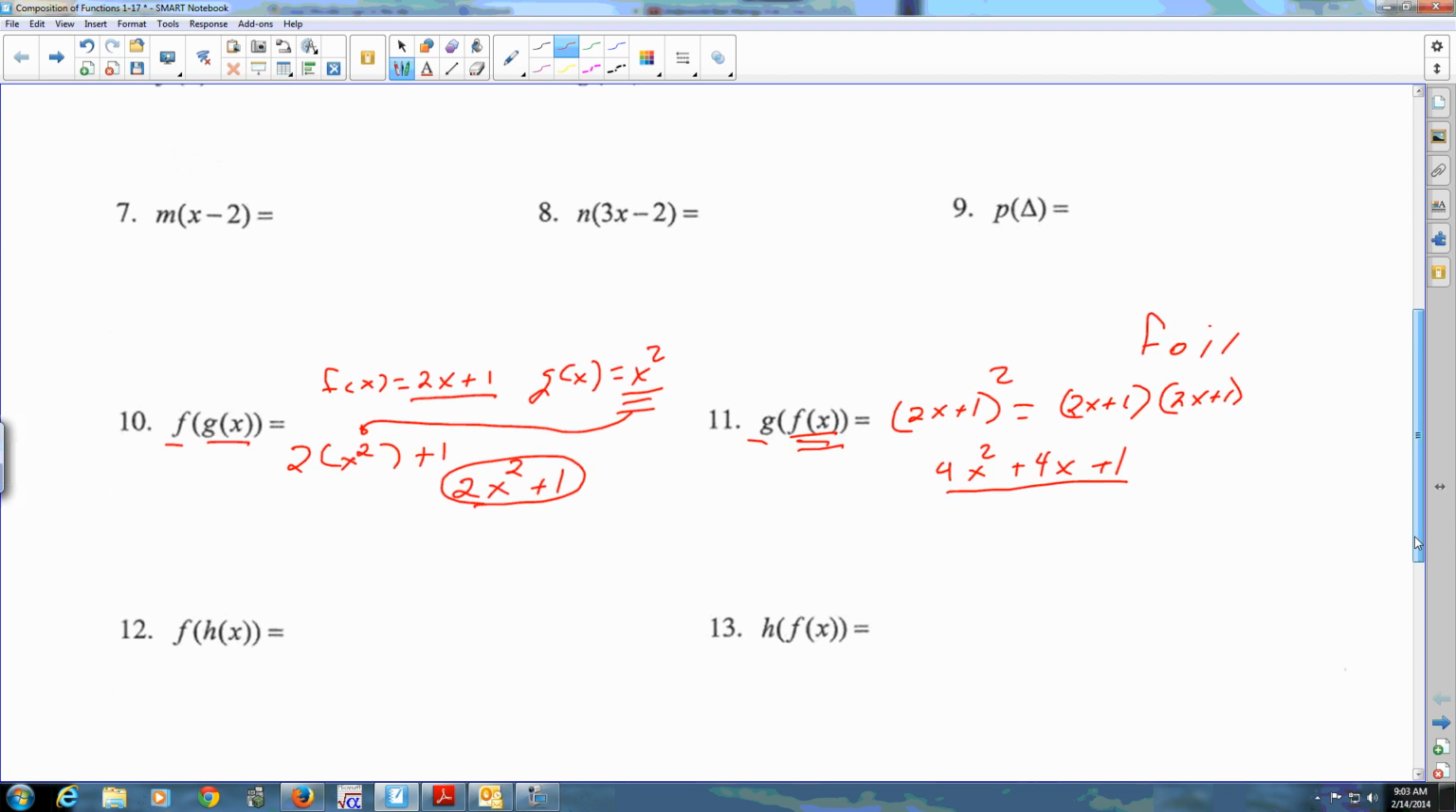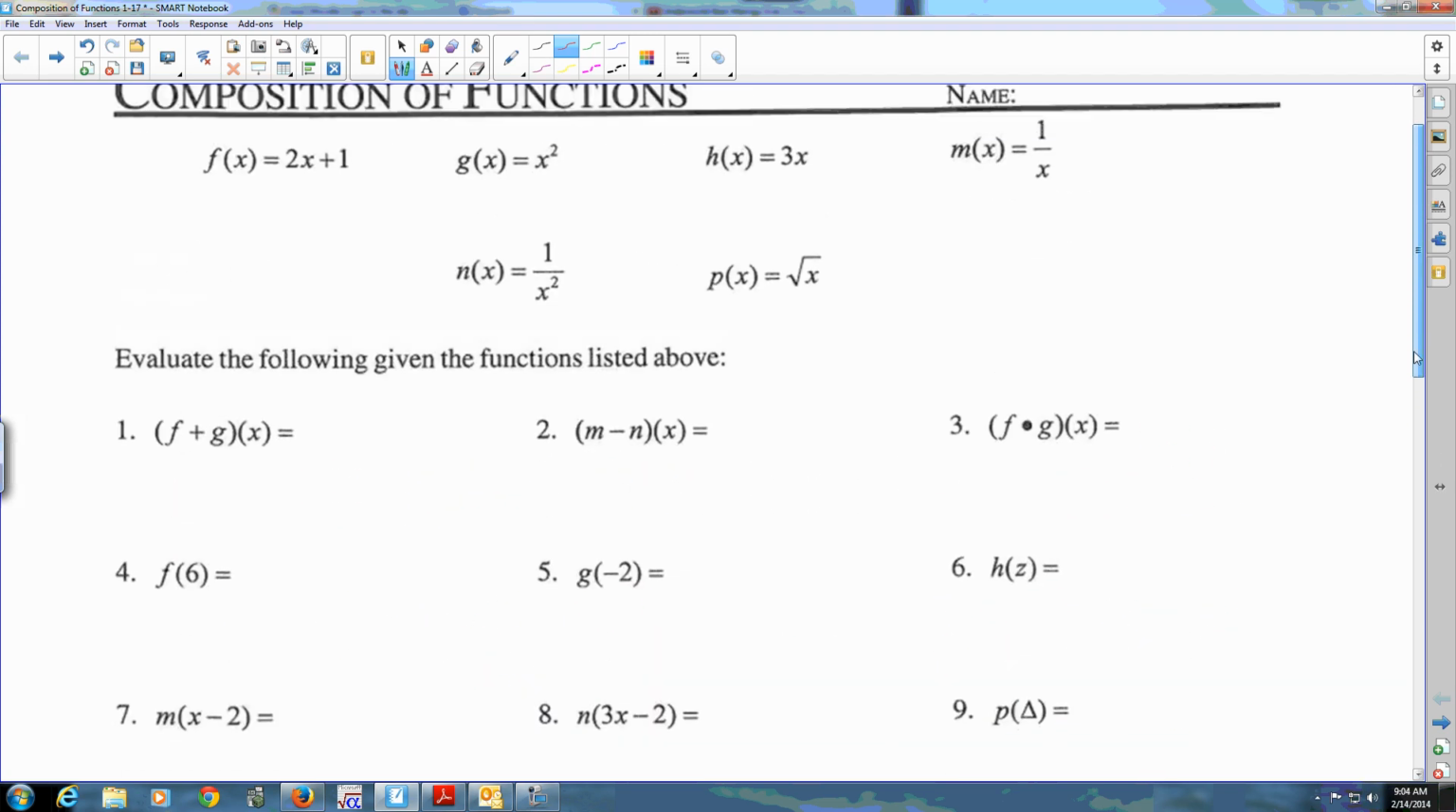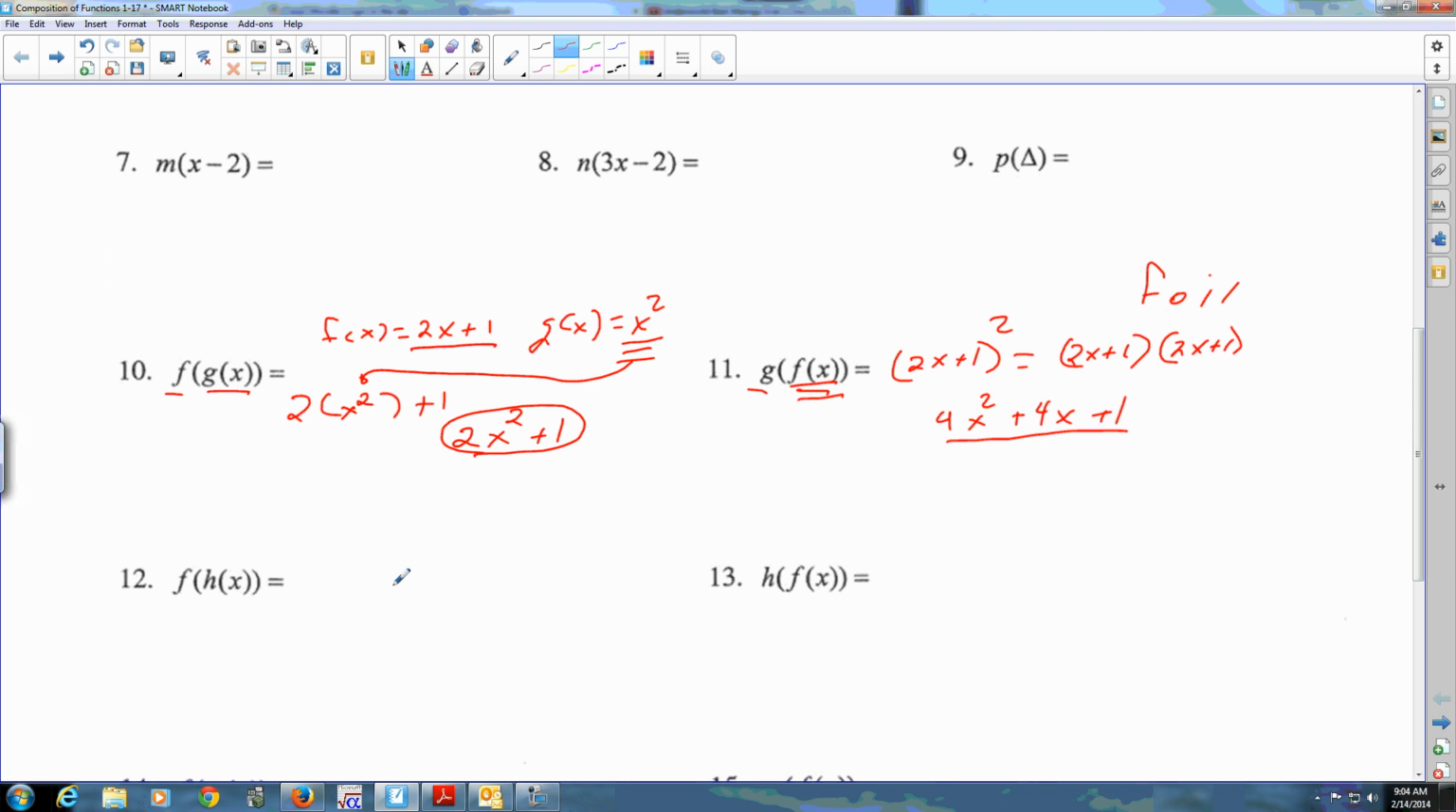Let's see. And then we want h and f. We got f, so h was 3x. Okay? So f of x is still what we got. That was the 2x plus 1. And h of x is 3x. Okay? F, write that first without the variable, parenthesis in its place. Then fill into this spot whatever h of x is worth, 3x. So your answer is 6x plus 1.